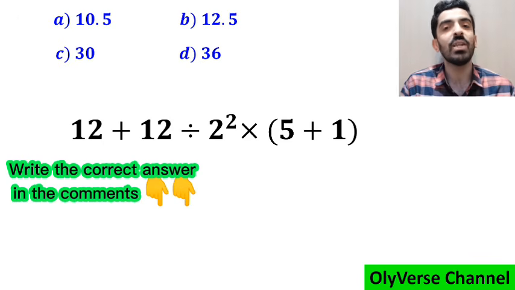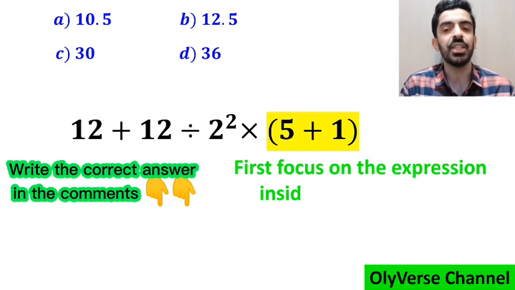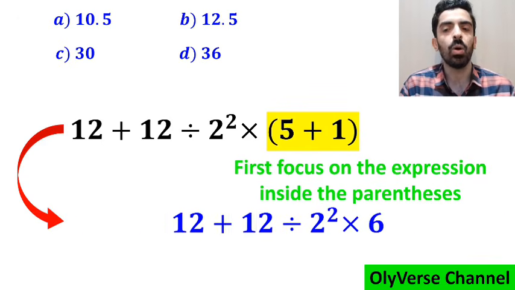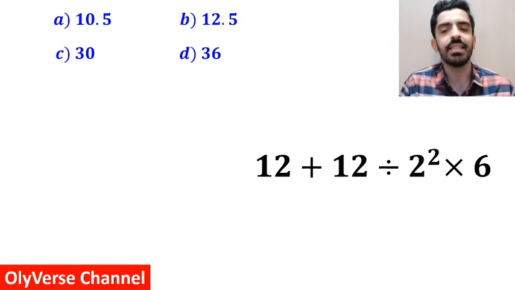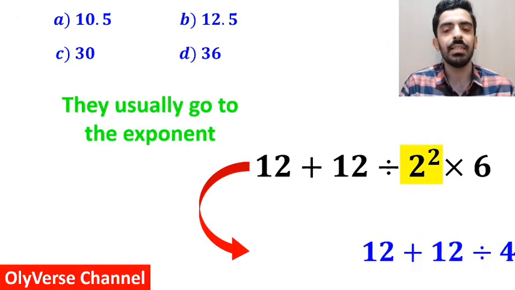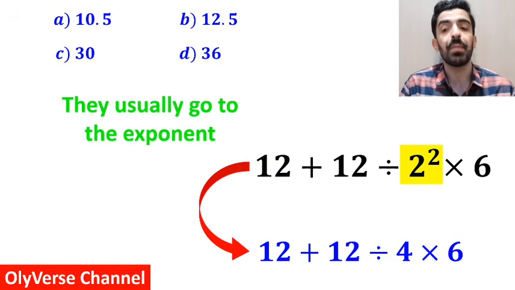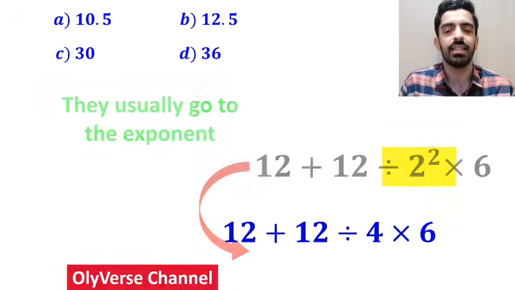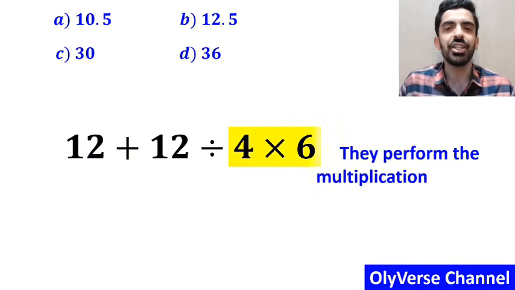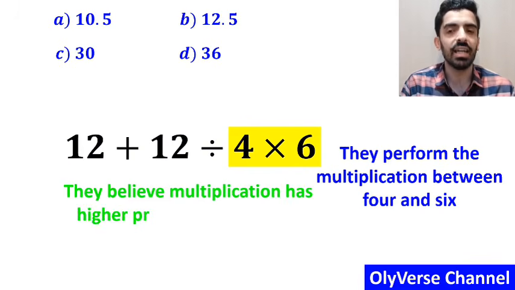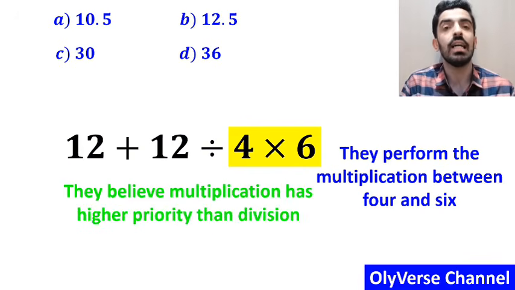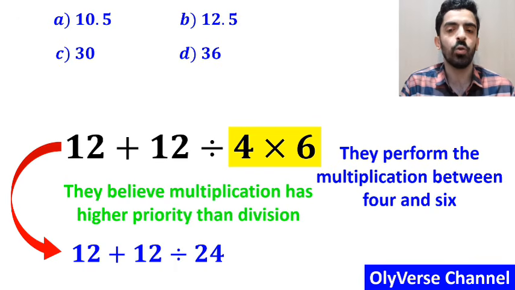Also, some other people when solving this question first focus on the expression inside the parentheses and replace the whole expression with 12 plus 12 divided by 2 to the power of 2 multiplied by 6. And the next step, they usually go to the exponent and simplify to 12 plus 12 divided by 4 multiplied by 6. Then, they perform the multiplication between 4 and 6 because they believe multiplication has a higher priority than division. So, they rewrite this expression as 12 plus 12 divided by 24.